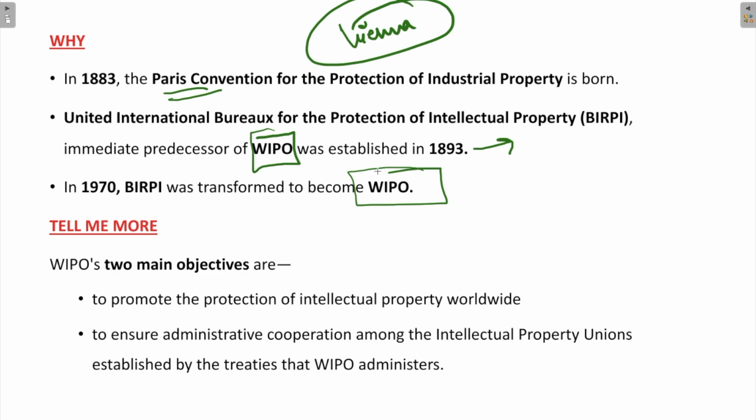Now, this WIPO has two main objectives. The first one is to promote the protection of intellectual property worldwide, which is the basic reason why this organization was established. And the next one is to ensure administrative cooperation among the intellectual property unions established by the treaties that WIPO administers. So, to ensure administrative cooperation and to promote the protection of intellectual property, these are the main objectives of WIPO.